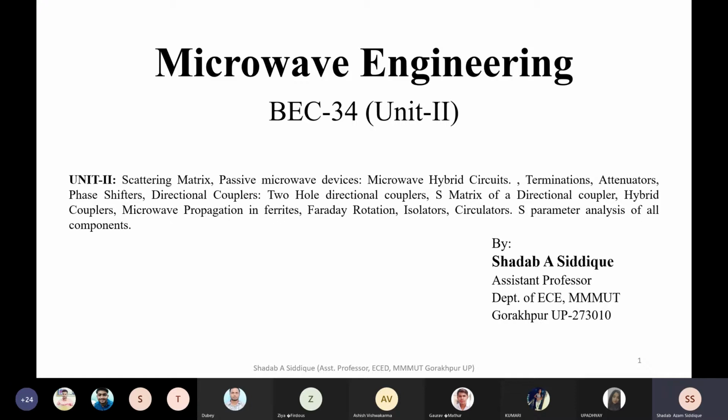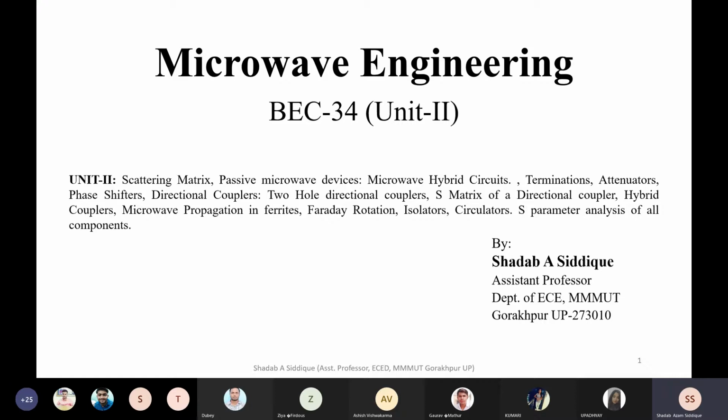So the first one is the scattering matrix, and the second topic is passive microwave devices, like the microwave hybrid circuit. So we have terminator, attenuator, phase shifter, directional coupler, two-hole directional coupler, S matrix of a directional coupler, hybrid coupler. Then we have microwave propagation in ferrite, like the isolator and circulator, and it is given as S parameter analysis for all components.